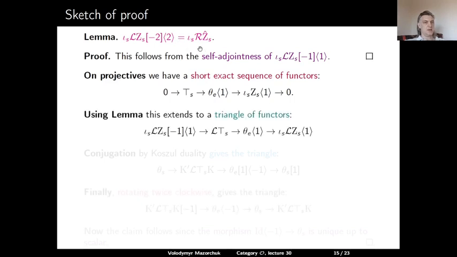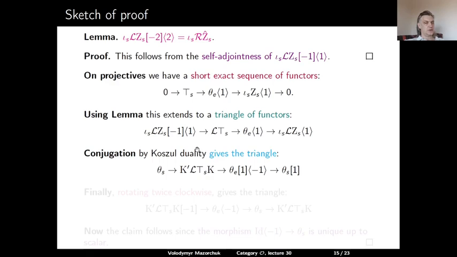So using this lemma above, we can extend this to a triangle of functors. So Is and then Lzs shifted by 1 in degree and minus 1 in the homological position maps to the left-derived twisting. This maps to the identity functor shifted by 1, and this maps to the composition of Lzs and then Is shifted by 1. Conjugating this triangle by Koszul duality gives the following triangle.